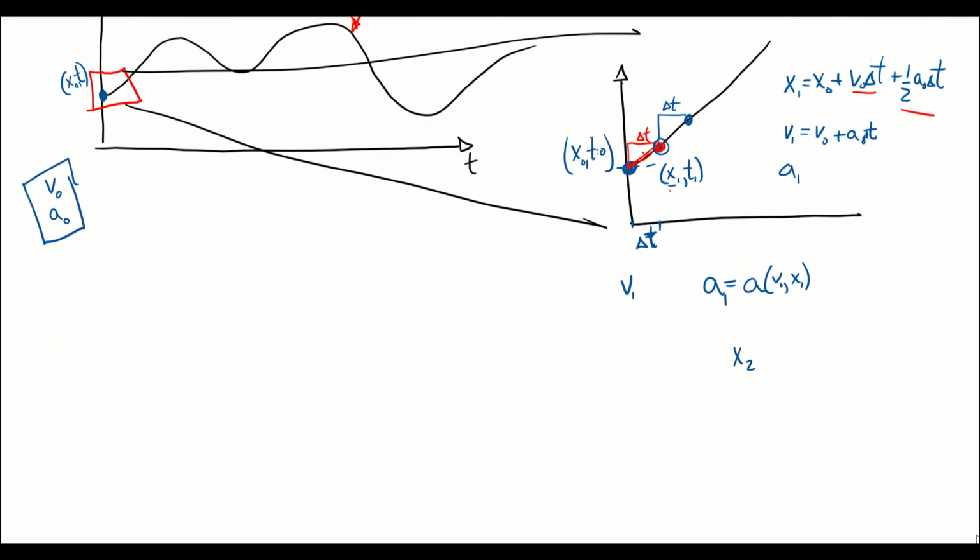And get my x2 is equal to x1 plus v1 delta t plus 1/2 a1 delta t squared, and then redo the v2 is equal to v1 plus a1 delta t. And then finally, a2 is going to be a as a function of, well, whatever that v2 rather, and x2 that I just updated.